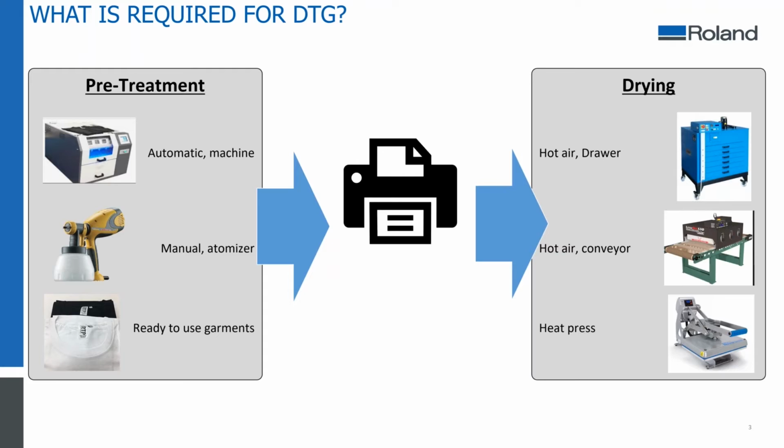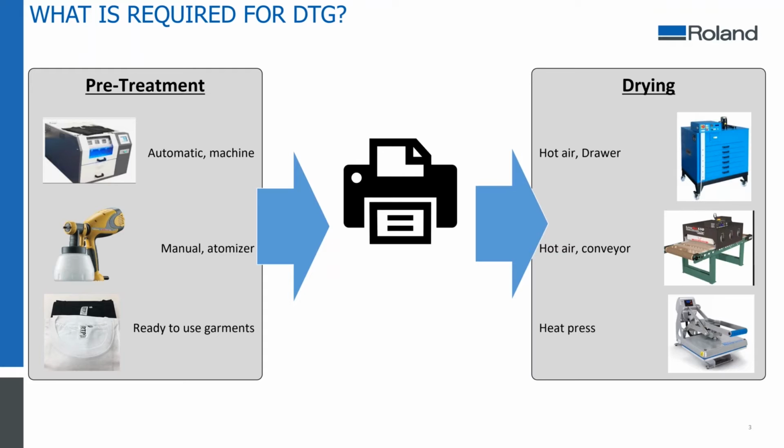Stage two is the printing. DTG devices vary in shape, size, functionality, and cost, ranging from single station desktop type devices that print one item at a time to multi-platen printers costing hundreds of thousands of euros.